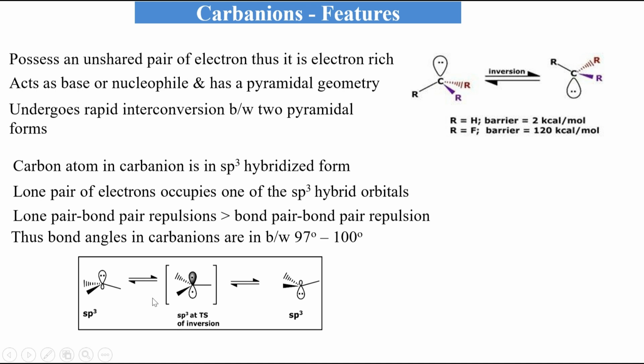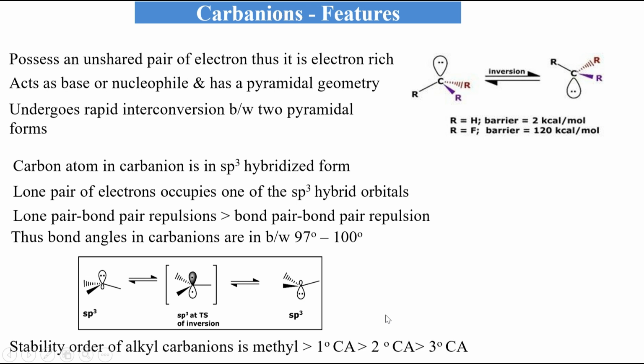The inversion occurs via a transition state. In the transition state, the electrons are in the two lobes of the orbital. Hence, the methyl carbanion is more stable than the primary carbanion, the primary carbanion is more stable than the secondary carbanion, and the secondary carbanion is more stable than the tertiary carbanion.